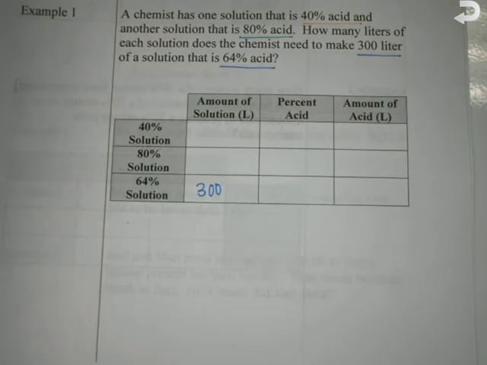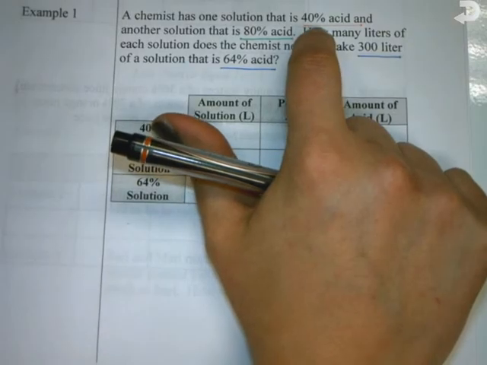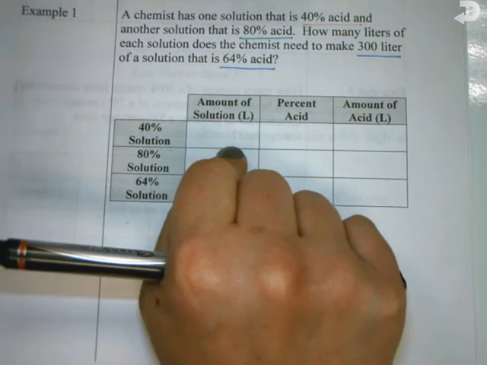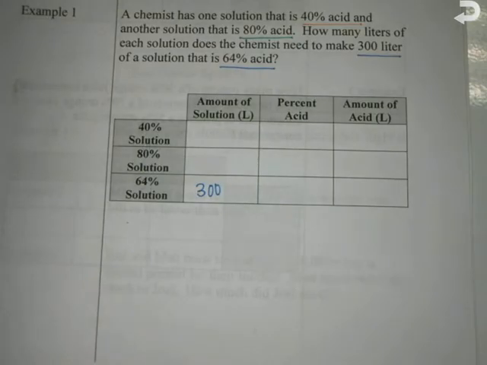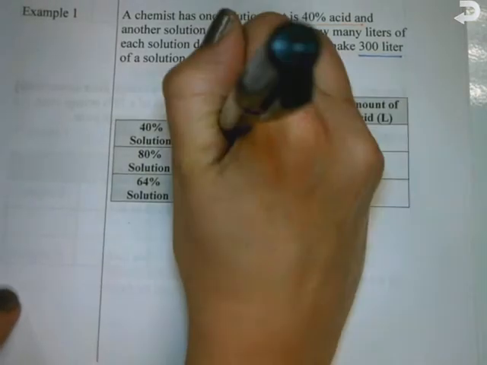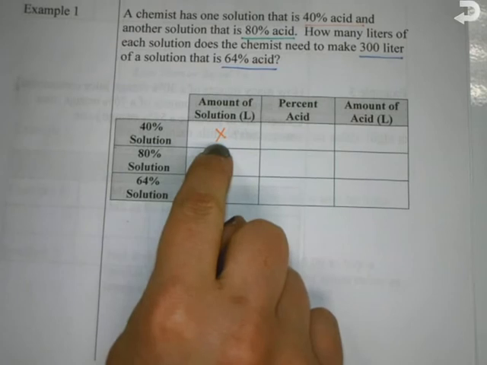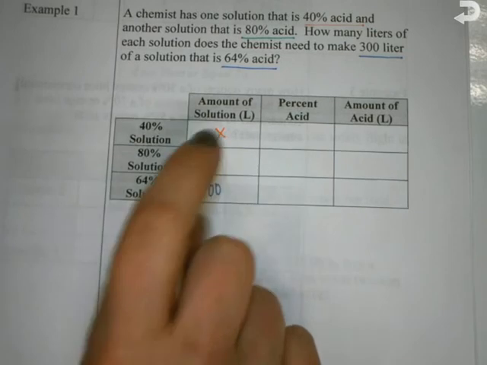Okay, so what am I trying to solve for? I'm trying to solve for how much of the 40% and how much of the 80%. So do I know the amount of solution of the 40% I need? No, so what do you want to call it? Let's call it X. Now I only want one variable here. If I put in X amount of the 40% solution, I want 300 liters total. How much of the 80% solution would I need?